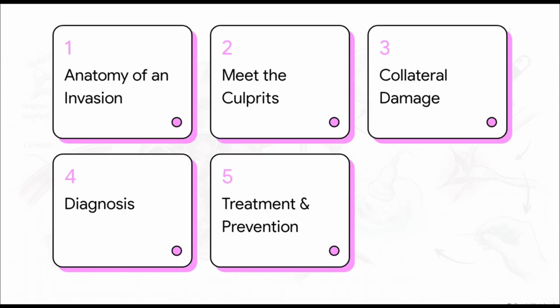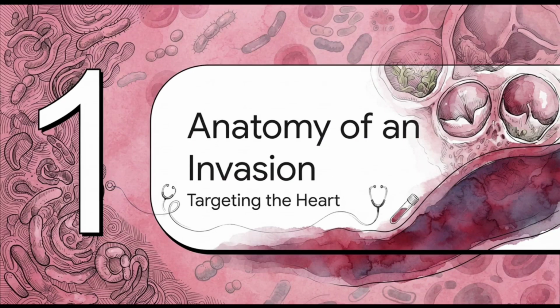All right, here's our roadmap for today. First up, the anatomy of an invasion. Second, we'll meet the culprits. Third, we look at the collateral damage. Fourth, the diagnosis. And finally, treatment and prevention. Let's jump right into Section 1, Anatomy of an Invasion, targeting the heart.